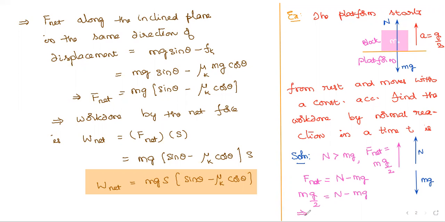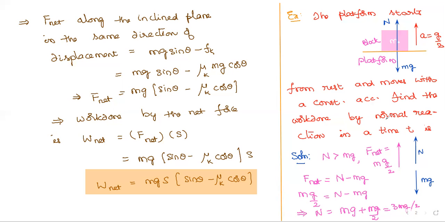That implies N is equal to, taking mg to the other side, mg plus mg by 2. I am getting 3mg by 2. So I got the normal reaction equal to 3mg by 2. And keep in mind, the formula for normal reaction here is mg plus ma. Keep in mind.